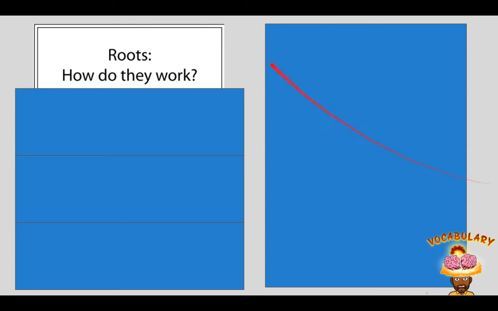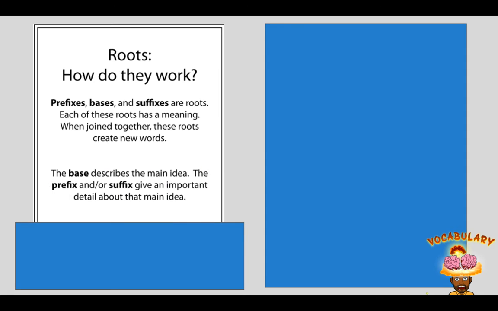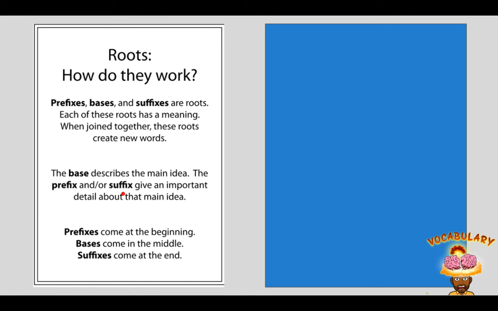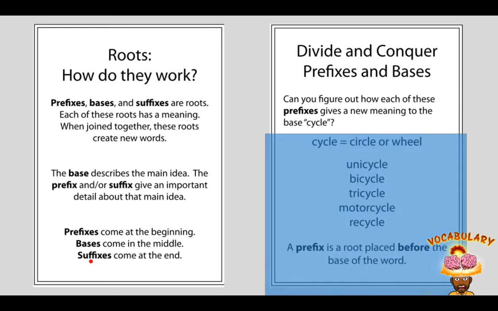All right, so today we are going to be talking about roots. How do they work? Prefixes, bases, and suffixes are all examples of roots. Each of these roots has a meaning. When joined together, these roots create new words. The base describes the main idea of a word. The prefix and/or the suffix gives an important detail about that main idea. Prefixes come at the beginning, bases come in the middle, and suffixes come at the end.